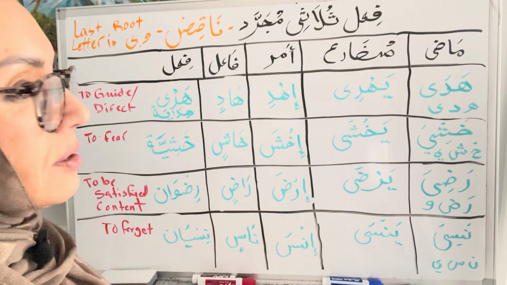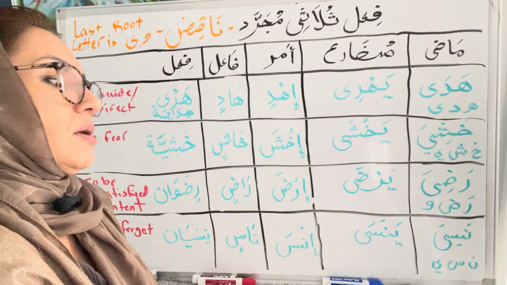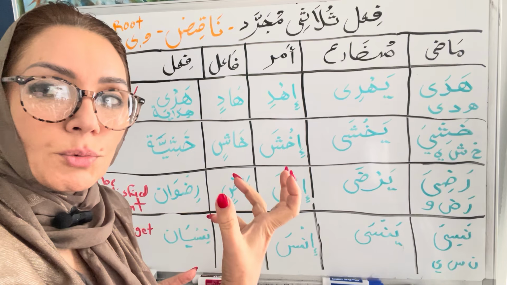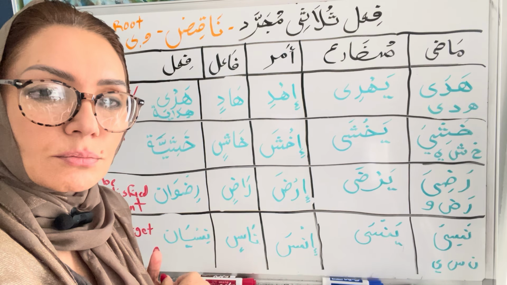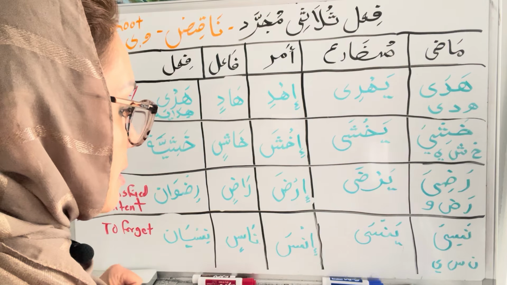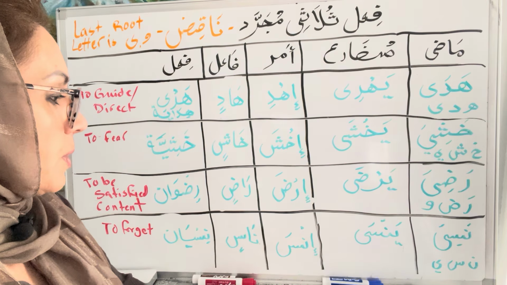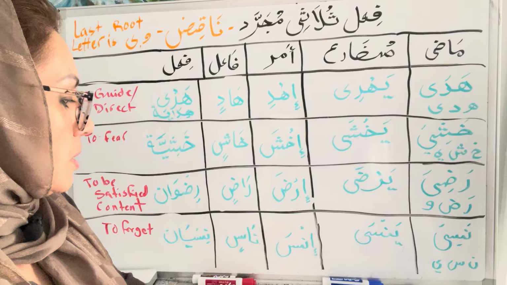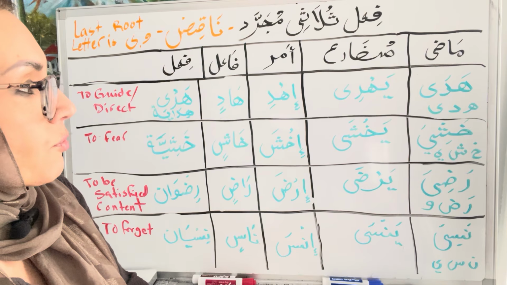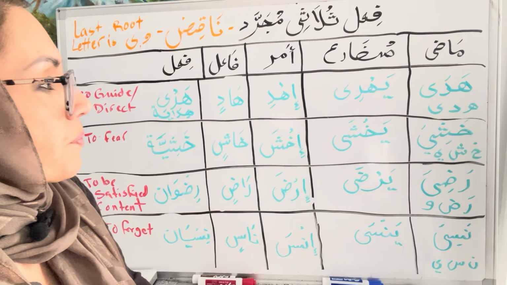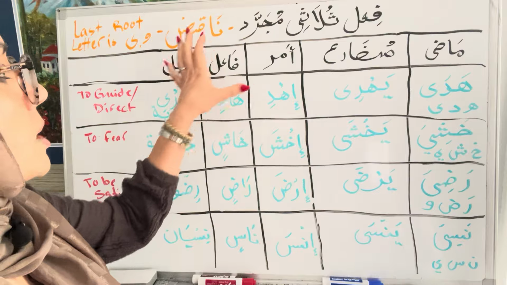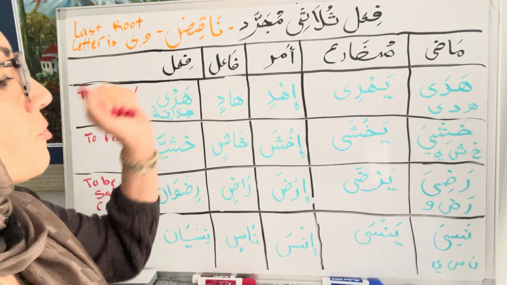Okay, and the word insan is taken from this word nasiya, because human beings are forgetful. So that's one of the things about human beings. We're forgetful. So the word insan comes from this root. The meaning is to forget, nasiya yansa. All right, let's go over them quickly, inshallah, and then this will be it for this video, and for this category of the naqis verbs.